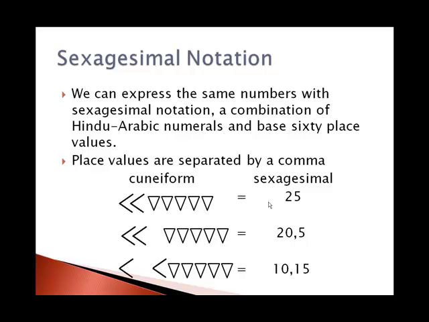So in cuneiform, on the first line here I have 2 10s and 5 1s all in one place value. So I would write 25 with no commas to mean 25 ones. The next one, which is 20 in the 60s place and 5 in the ones place, would be written as 20, 5. And finally, 10 60s and a 10 and 5 ones in the ones would be written as 10, 15.